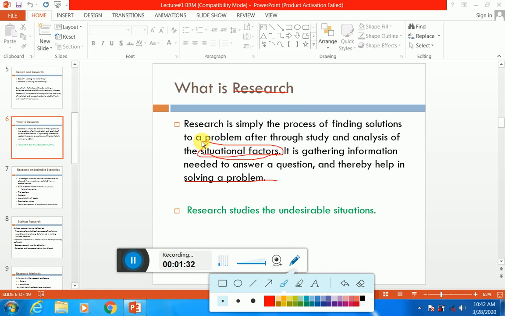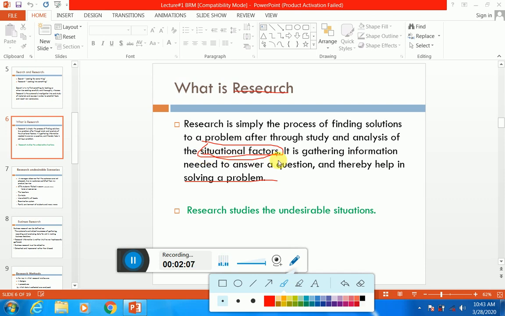What is basically a situational factor? Situation simply means the condition, while factor means variables. Those variables which cause a situation, or in simple words, those variables which create the roots, the reasons of a problem. The reasons which basically create that problem are known as your situational factors.